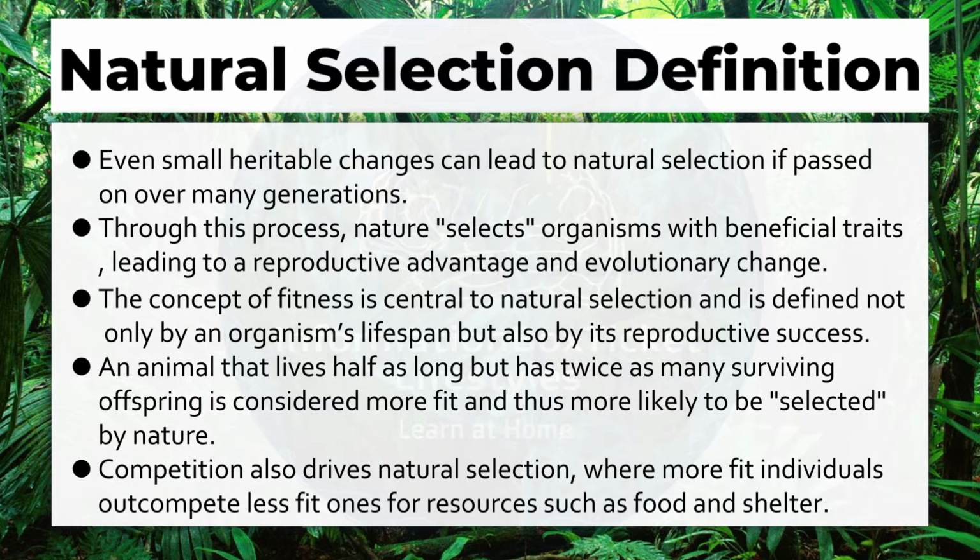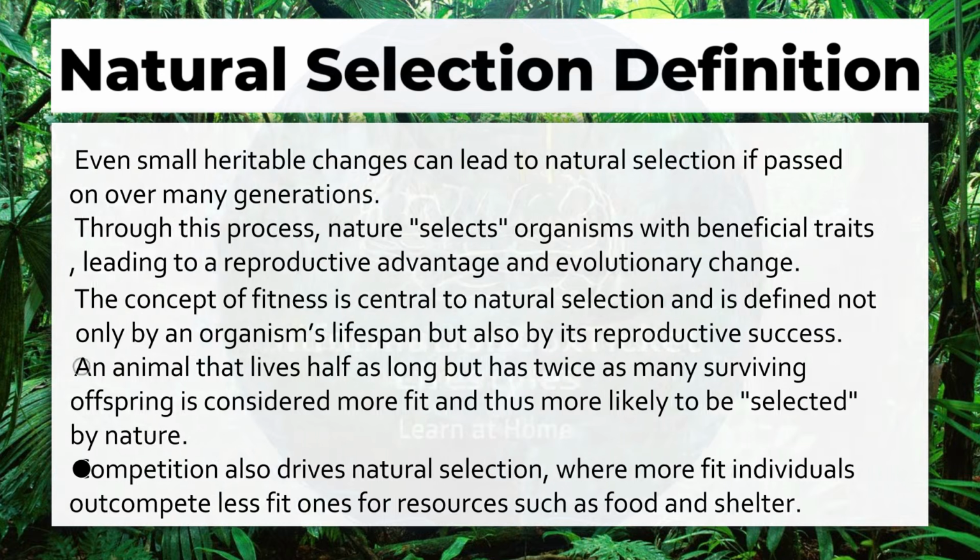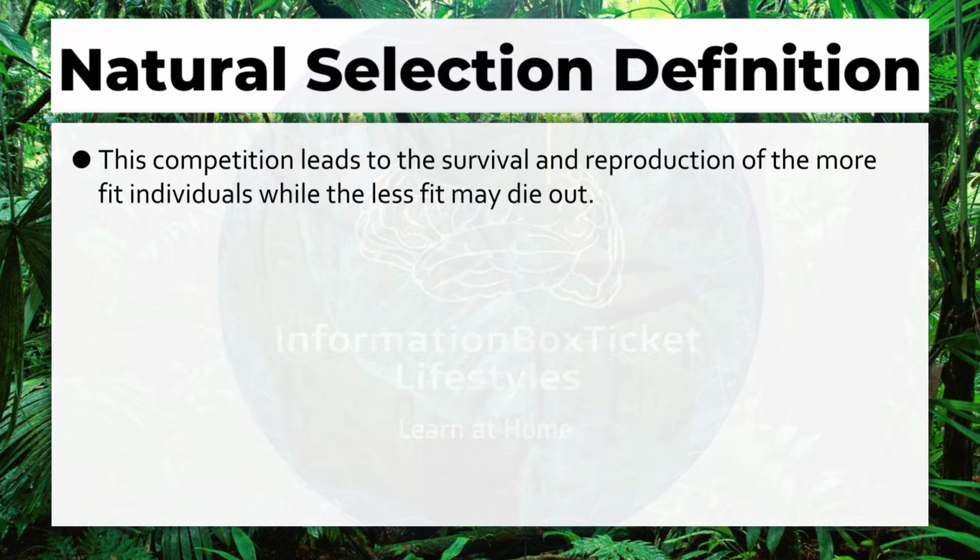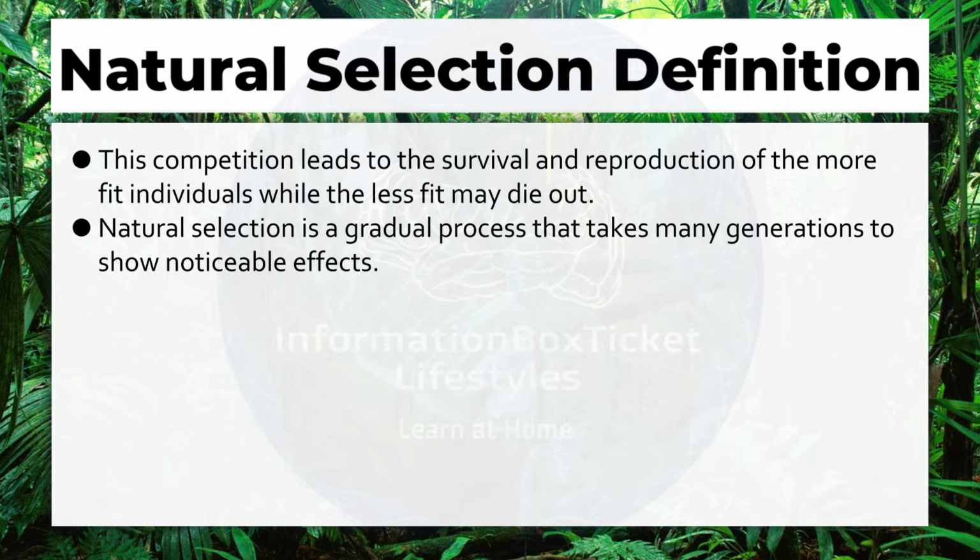Competition also drives natural selection, where more fit individuals outcompete less fit ones for resources such as food and shelter. This competition leads to the survival and reproduction of the more fit individuals, while the less fit may die out. Natural selection is a gradual process that takes many generations to show noticeable effects.